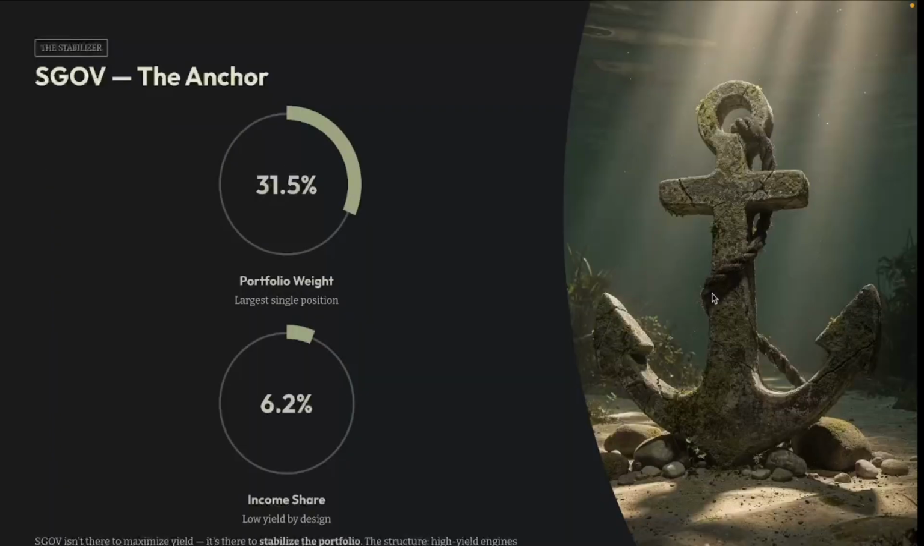Now look at S-Gulf. It is 31.5% of my portfolio, but only 6.2% of my income. That is intentional. S-Gulf is not there to maximize yield. It is there to stabilize the portfolio. So the structure is high yield engines supported by a large stabilizing anchor.